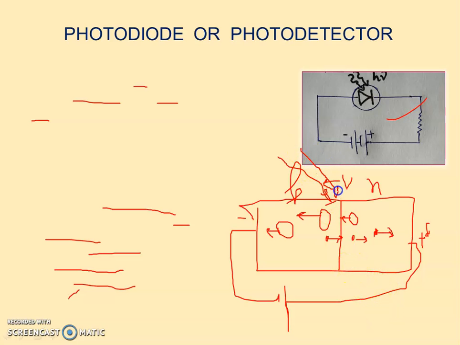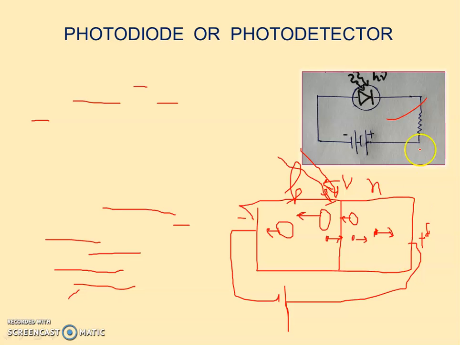If the intensity of photons increases, means the number of photons is increasing, the number of electron hole pairs will increase, the number of minority charge carriers will increase, and hence the current in the circuit will increase. It means the reverse current in the circuit is directly proportional to the intensity of the incident light. So we can detect the light from this diode. So it is called a photodetector or photodiode.